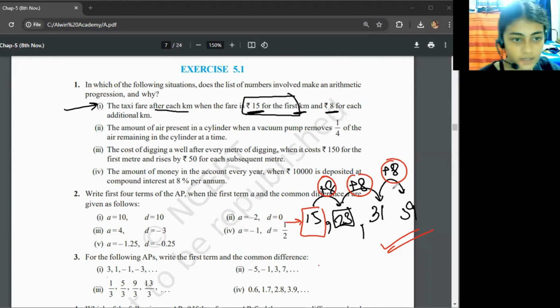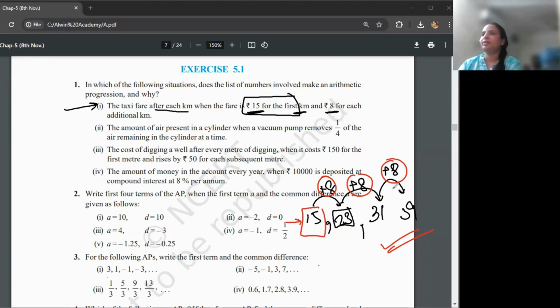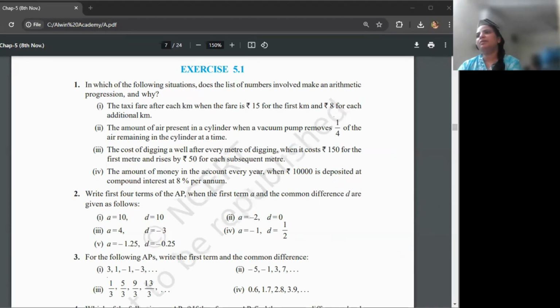मैम स्टेप बाय स्टेप कुछ है क्या लिखना है इसका या फिर हम वर्ड में ही लिख सकते हैं? वर्ड में ही लिखना है. ओके मैम. ठीक है बच्चे, नेक्स्ट क्वेश्चन करें.